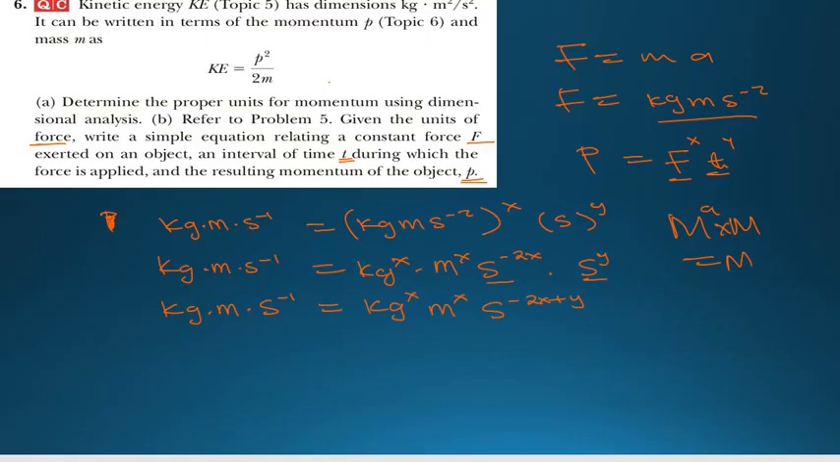Let's say we have a power of a and b. We're going to have a plus b. This is what I was doing here.